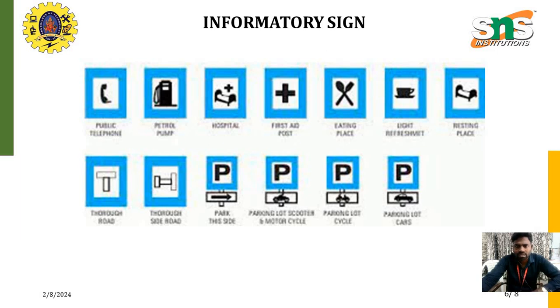This informatory sign indicates information for the driver who drives the vehicle, like petrol bunk, telephone booth, and distances to a particular area, such as 40 kilometers or 30 kilometers. Such information is given by the informatory sign.